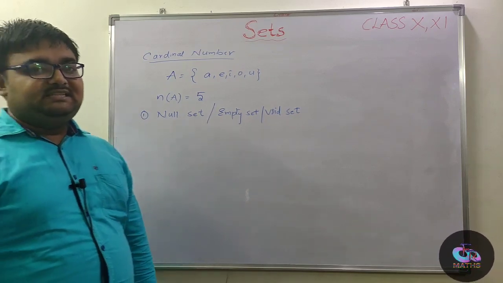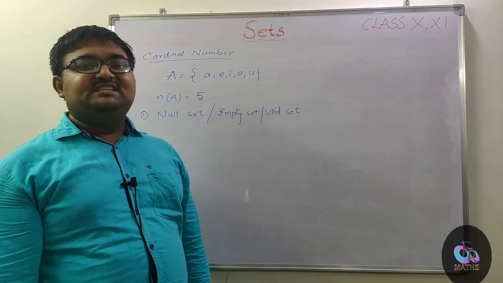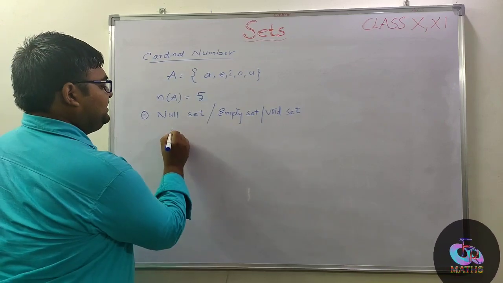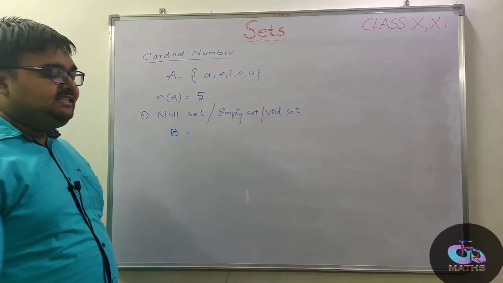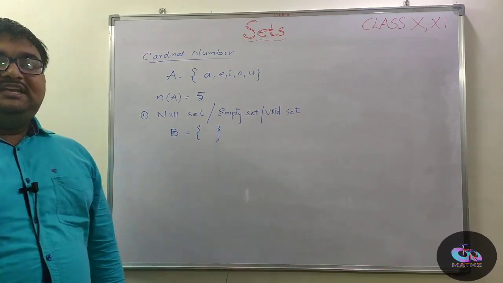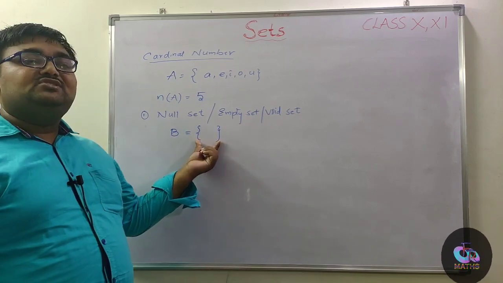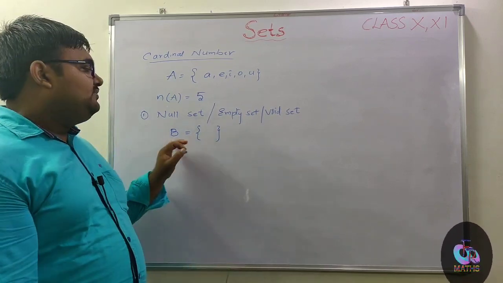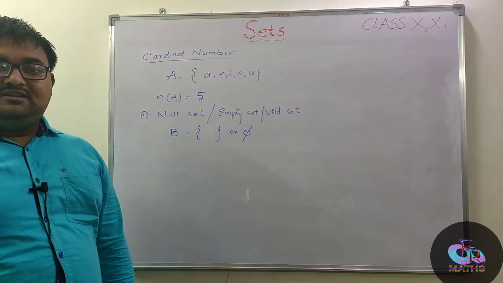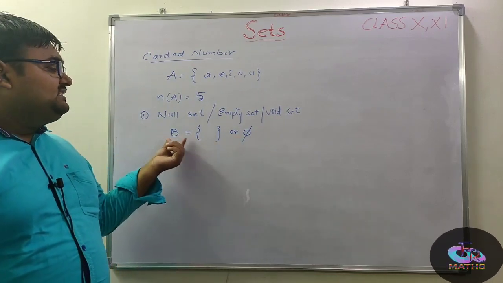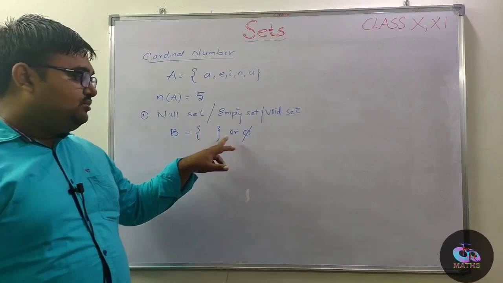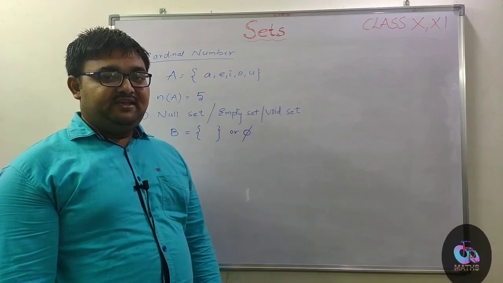So what is the meaning of a null set? A null set or empty set is nothing but a set which contains no elements. Suppose I consider a set B such that it contains no elements inside it, it is called a null set. This is the roster form representation of null set, or it can also be represented by the symbol phi. So null set is represented in 2 different symbolic representations: a set which contains no elements, or the symbol phi.